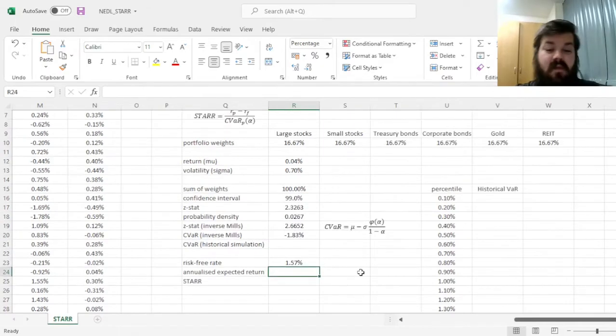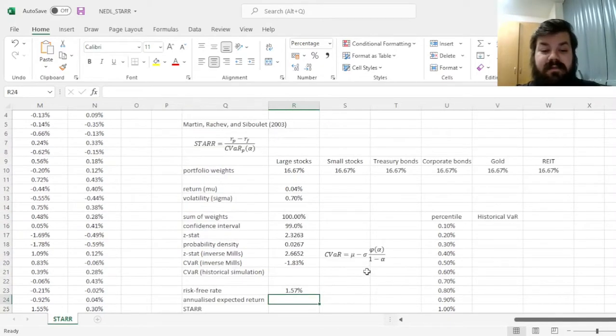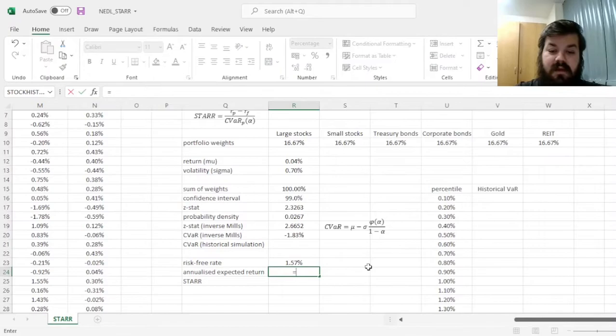So here we can calculate our annualized expected return, which would be 1 plus our daily return to the power of 252 minus 1.